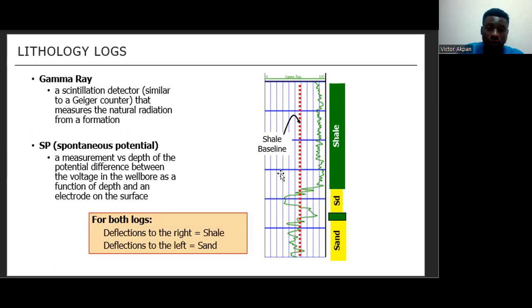So when it passes through a lithology that contains sand, which cannot contain so much radioactive elements, it will read low. That shows us how important it is in helping us differentiate lithologies. The same goes for spontaneous potential, which measures the potential difference between the voltage in the wellbore and the electrode at the surface. So basically, it works the same as gamma ray. If it deflects to the right, it indicates shale. If it deflects to the left, it indicates sand.